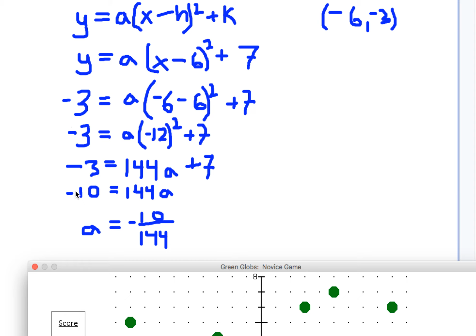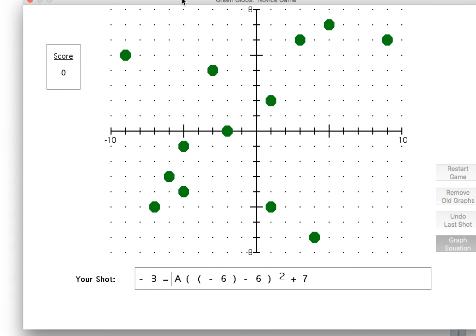My minus 3 and my 7, I work with them. I take the 7 over to the minus 3 side. Subtracting 7 away from negative 3 gives me negative 10. I divide both sides by 144. So my a value is negative 10 divided by 144. I don't need to type a decimal. I just need to go here and do negative 10 divided by 144. Okay? And that should be good. Keep your fingers crossed. Here we go.